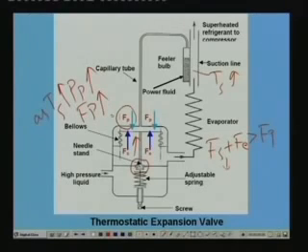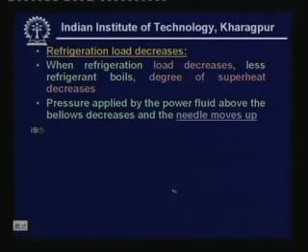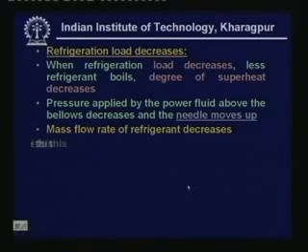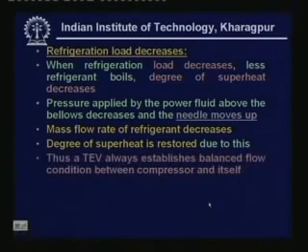Once Fp increases, you will find that balance is restored. Fs plus Fe will become Fp, right? So this balance is restored at a lower flow rate. That is what you have to keep in mind. So the mass flow rate of refrigerant decreases, and the degree of superheat is again restored due to this. Thus a TEV always establishes a balanced flow condition between the compressor and itself.